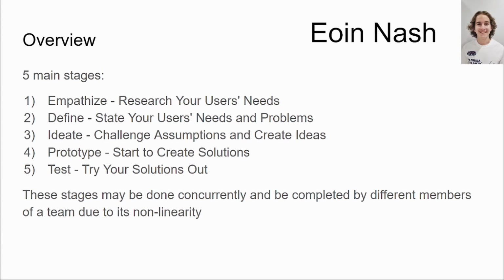Continuing on with the overview, as we said before, there are about 5 main stages that we've decided to narrow it down to. The first of which is to empathize, which is to research your user's needs, where you can go on Google, the internet, or even to other people and ask, what does this user need? Then you define, which is to state the needs and problems. So this is where you're starting to figure out solutions to the problem.